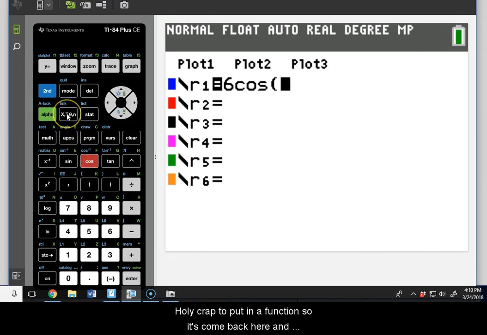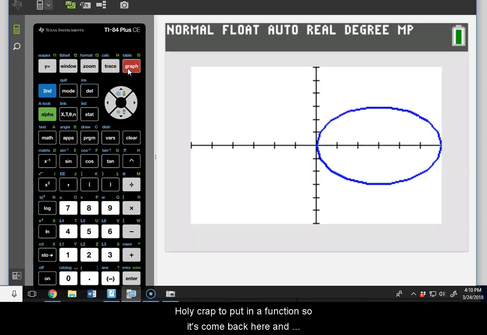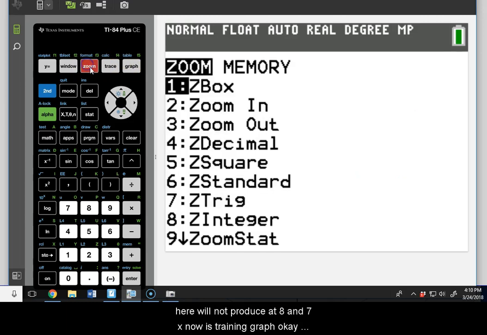Again, you can hit this button right here. It will now produce a theta instead of an x. Now let's try hitting graph. Okay, we thought we'd see a circle. We see a football.